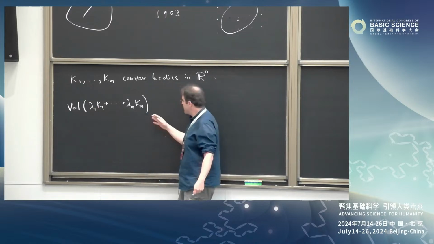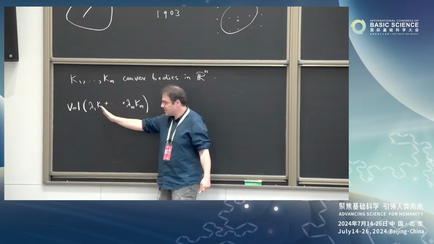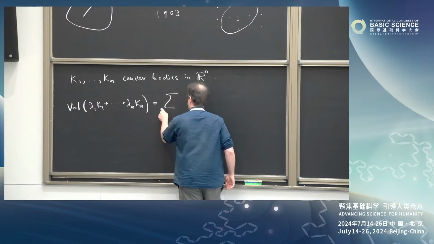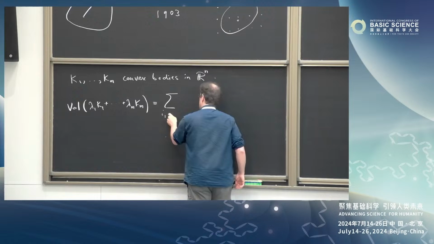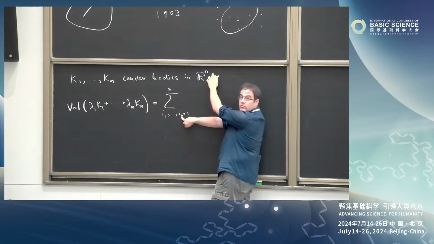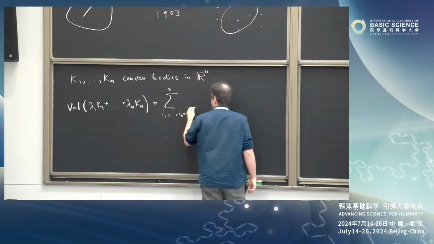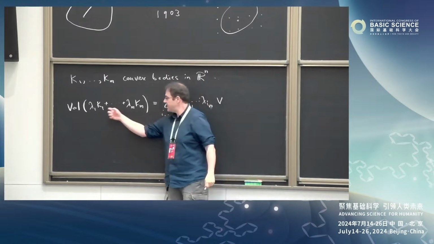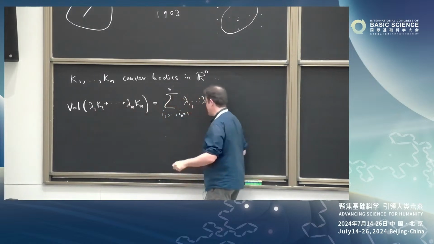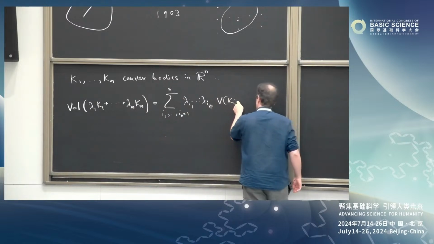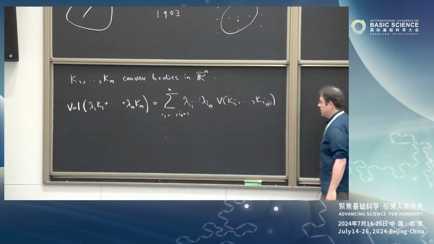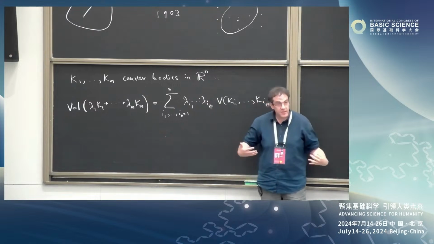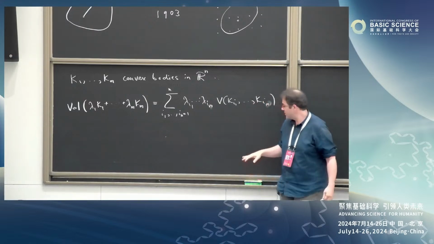And it turns out that when you take the volume of these lambda combinations, you can write this as a sum over i from 1 to n. So this is a homogeneous polynomial, whose degree is the dimension of the space, in lambda. And then there are some coefficients. And these coefficients must depend on the bodies K1 to Km that I plugged in. It's a very fundamental fact that the volume of convex bodies is a polynomial, and it has coefficients.